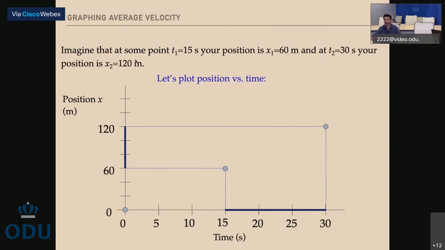And so imagine that at some point t1, where the time is equal to 15 seconds, your position is at x1, which is equal to 60, okay? And at t2, which is equal to 30 seconds, your position is 100 meters, okay? So you have these 2 points, and so what we have now plotted is the position versus time, okay? Assuming that we're moving at a constant rate, we can just connect these dots, and here's a linear line that connects these 2 points, okay?